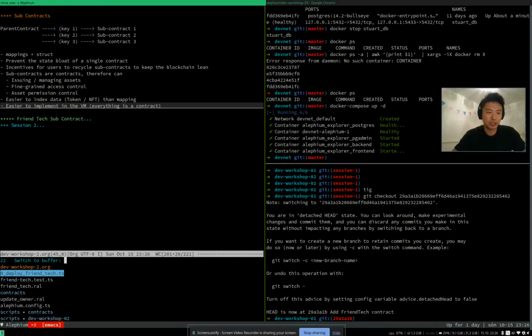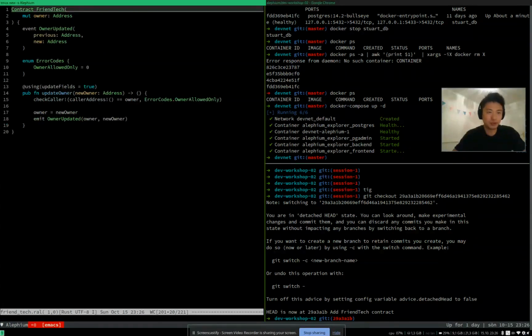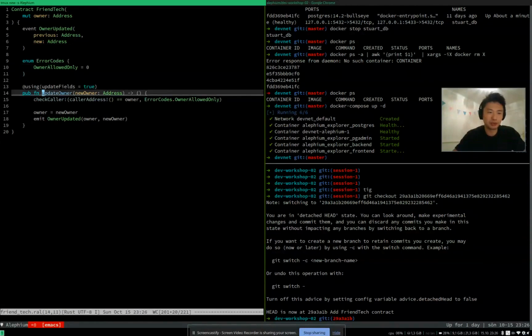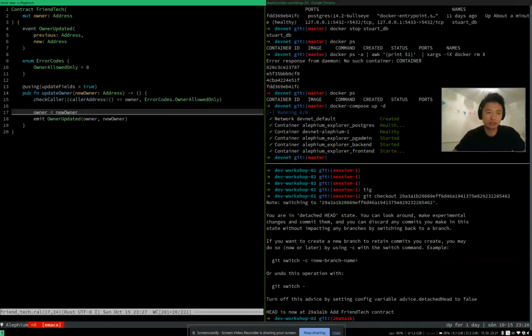So let's see what we have here. We have a pretty minimalistic Friend.Tech smart contract with only one readable field. And we have a function to update the owner readable field. And only the current owner should be able to do that. Otherwise, it's going to throw an exception with this error code. And after the owner is set to the new owner, it should emit the event.